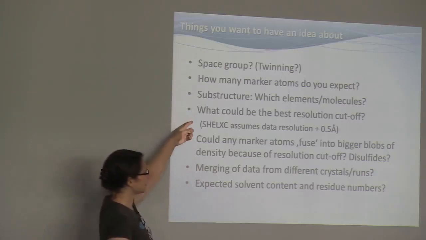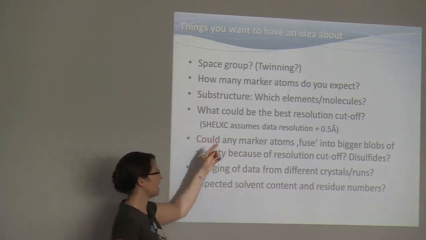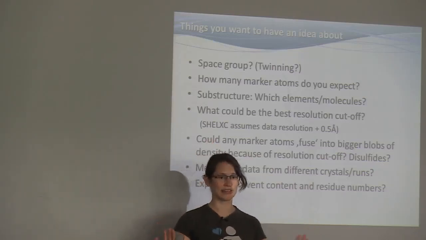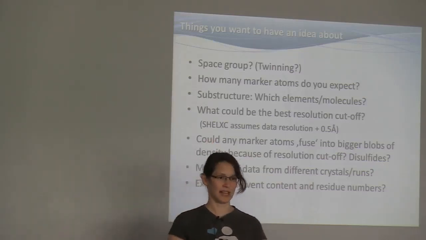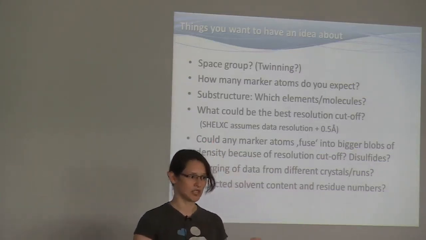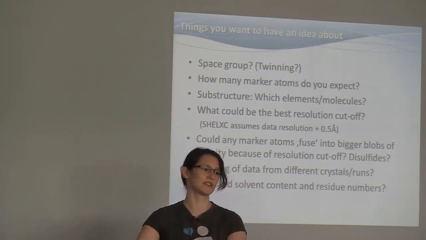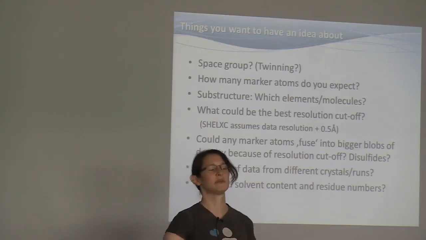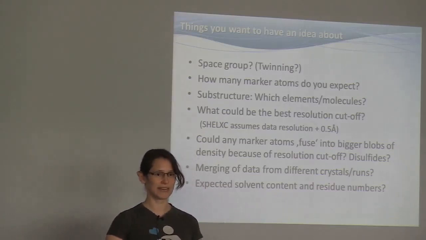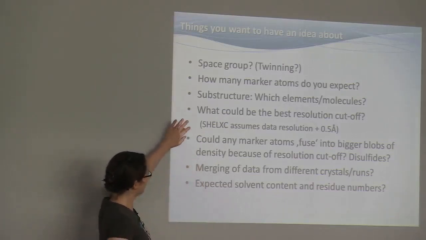What could be the best resolution cutoff? This is sometimes a tricky question to answer. SHELXC, however, does not have an elaborate algorithm to do this. I have often been told it does by numerous beamline scientists and important people, but SHELXC just takes your native resolution at 0.5. So if you've got 2.1 angstrom data, 2.6 will be where it cuts the data. It works in many cases, but better look at the data and cut yourself.